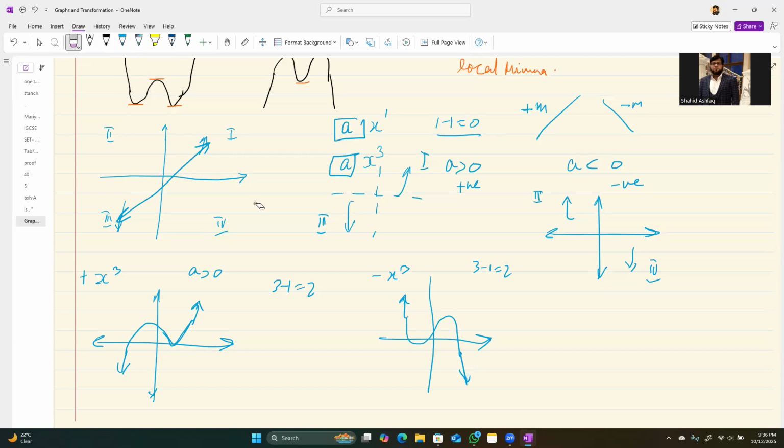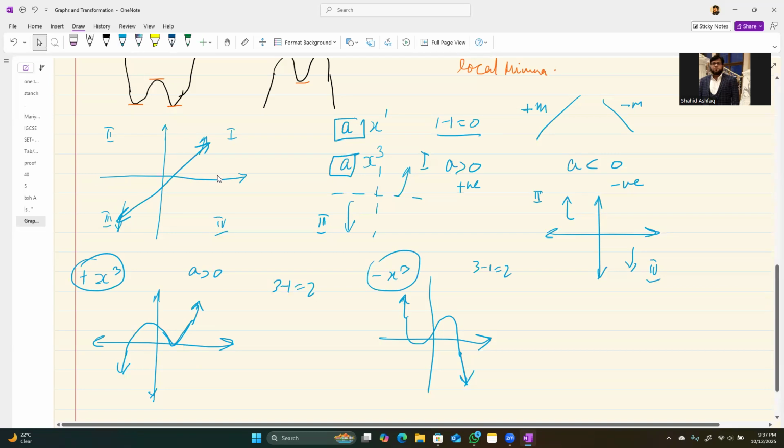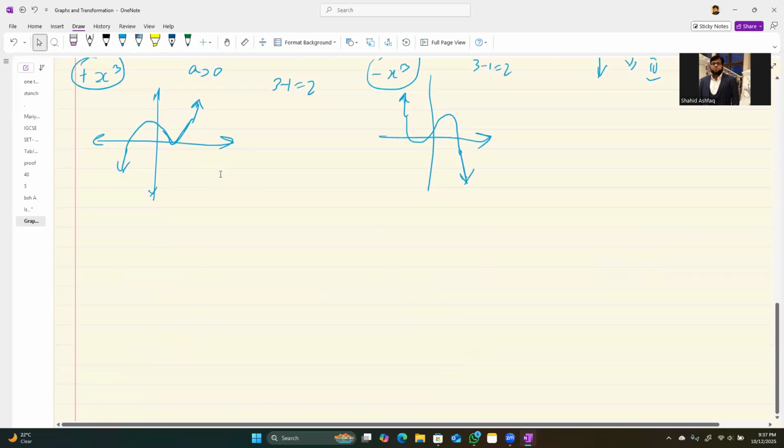Let me remove this one to make it clearer. This seems more accurately drawn. So this is the negative x cubed graph, and this is the positive x cubed graph. I think this makes very good sense when we look into the turns and ends. This makes life very easy to at least identify the graphs in the direction we are looking for.